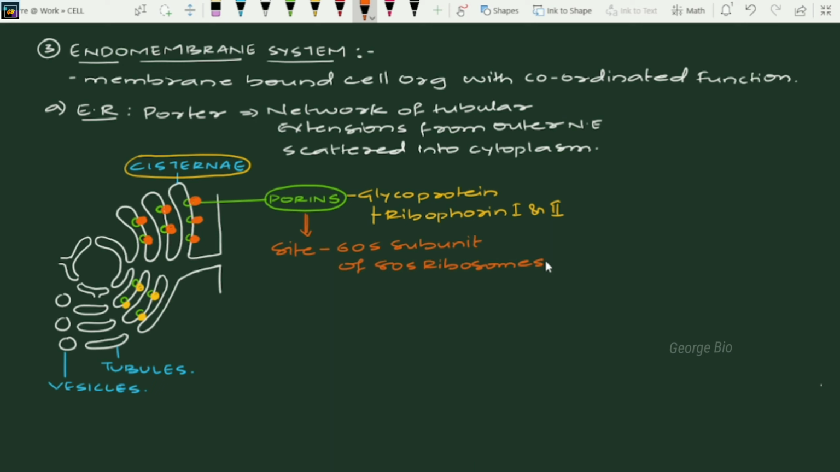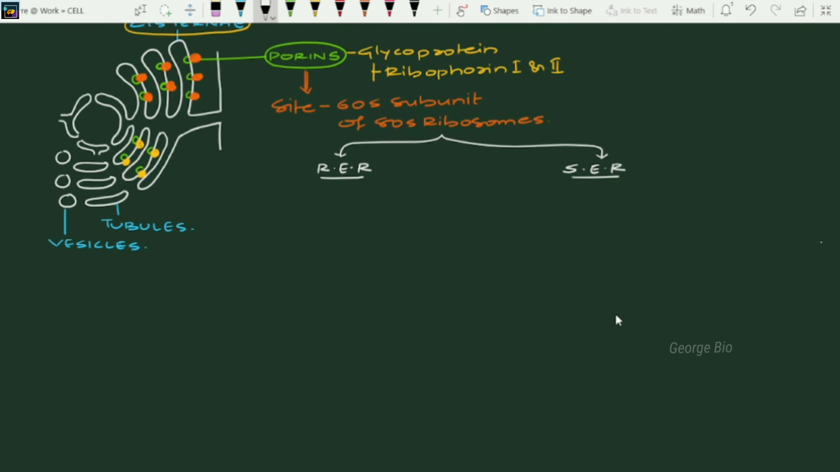Now based on this attachment of ribosomes, endoplasmic reticulum texture will be of two types. It can be rough, it can be smooth. If it is rough, that is called rough endoplasmic reticulum. If it is smooth, that is smooth endoplasmic reticulum. So based on the attachment of ribosomes, endoplasmic reticulum is classified into two categories. Number 1, rough endoplasmic reticulum. Number 2, smooth endoplasmic reticulum.